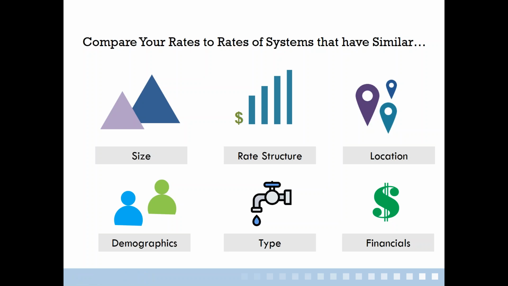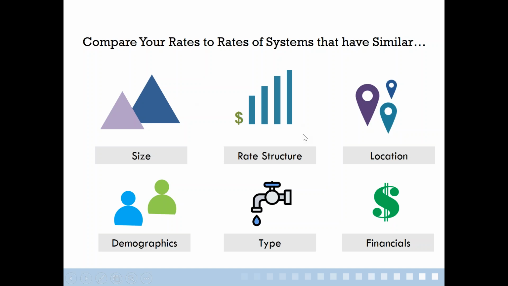Utility size is, I would say, probably the biggest factor in how utilities operate and how they are able to spread out their costs over the population that they serve. So if you're a small utility, compare yourself to other small utilities. Don't try to compare yourself to someone that's serving 100,000 customers, because they can definitely leverage out those costs a lot more efficiently than you can. So that's an important consideration, size of the comparison group.